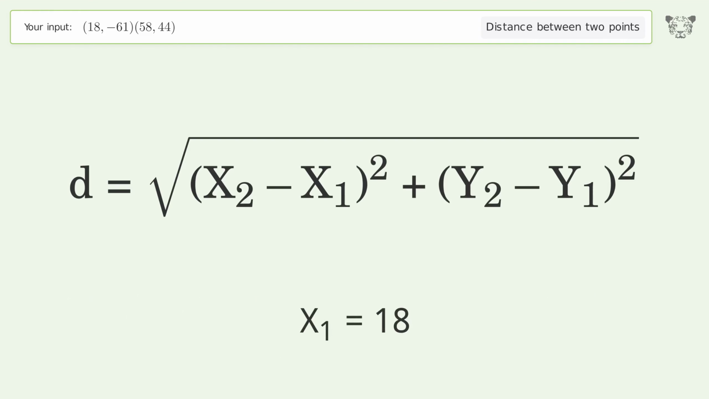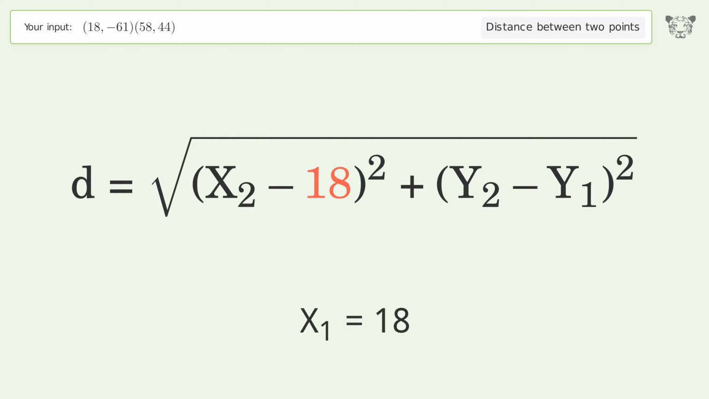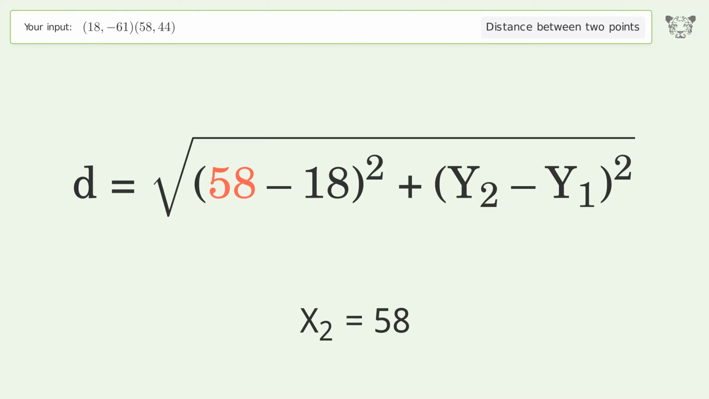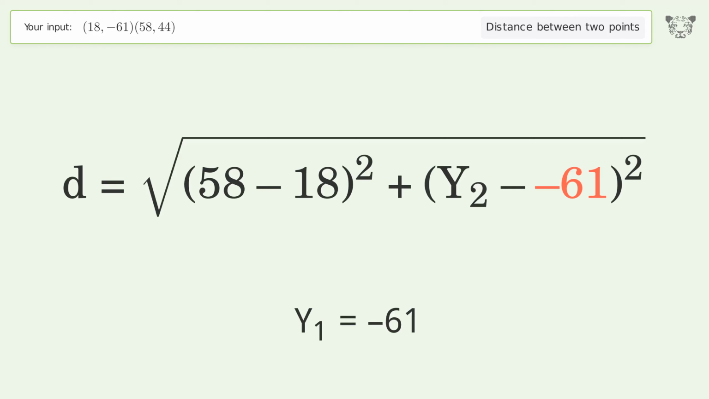x1 equals 18. x2 equals 58. y1 equals -61. y2 equals 44.